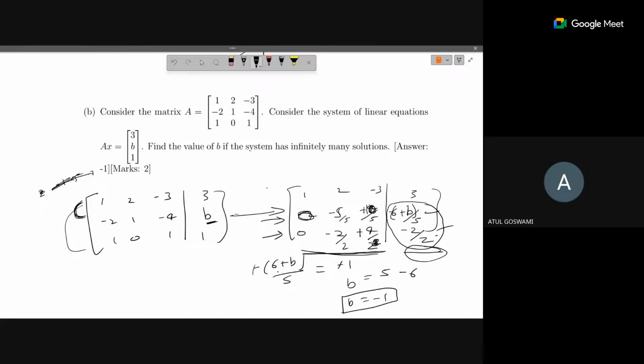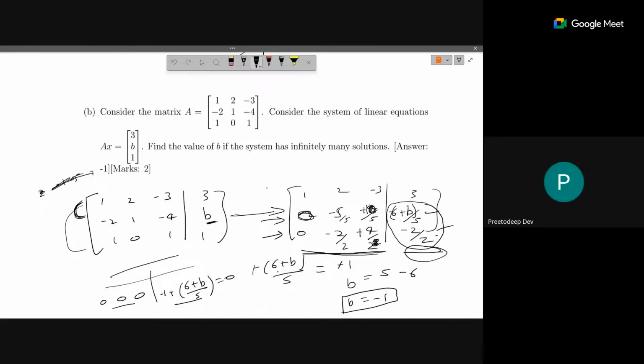If we want to equate it to 0, then we will do one more step. We'll subtract the second row from the third, then the third row will be 0, and on the left hand side we get minus 1 minus of this, so that would be plus 6 plus b divided by 5. The rest of the row is the same because it is 0 0 0, then we will equate it to 0.